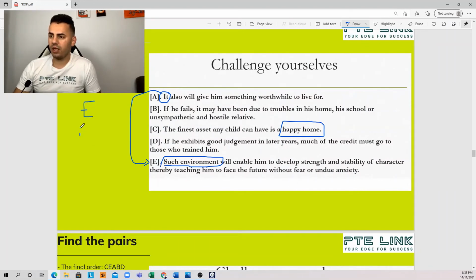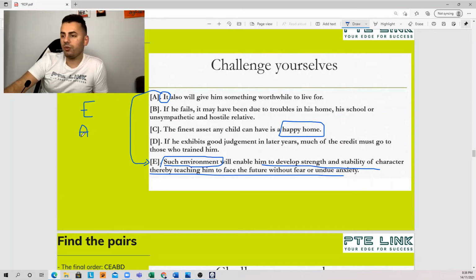So let's put A and find out if it makes sense. They said in E, such environment will enable him to develop, etc. Yeah? So then in A they say it also will give him something worthwhile to live for. So it makes sense. Done. After A I will get B. A lot of students would say, Ali, why not D? I will show you why.